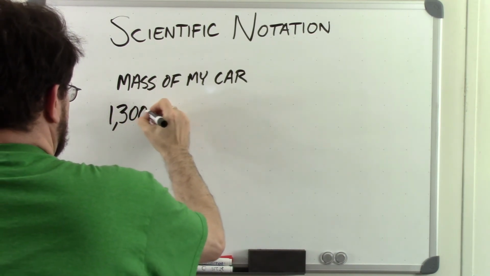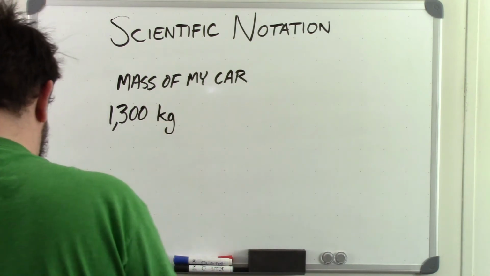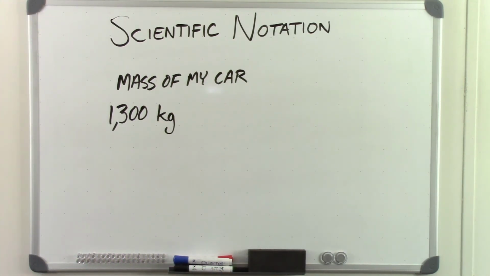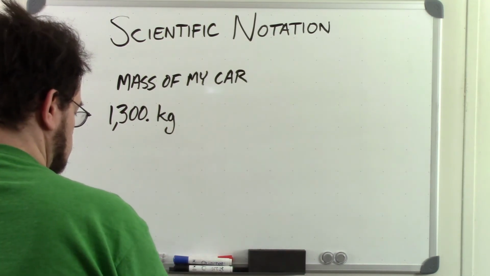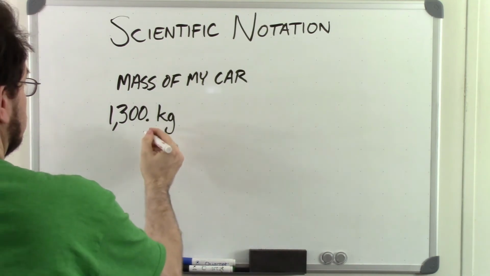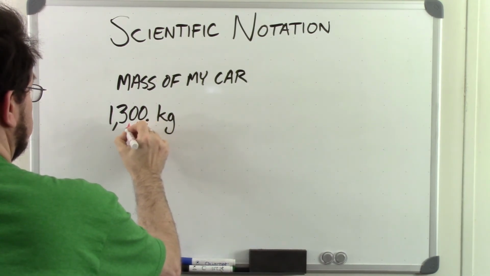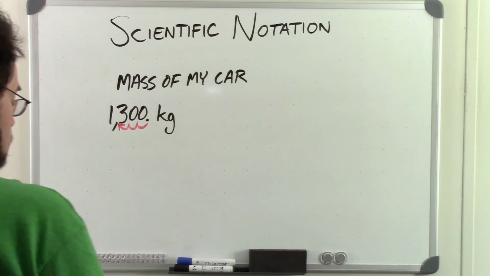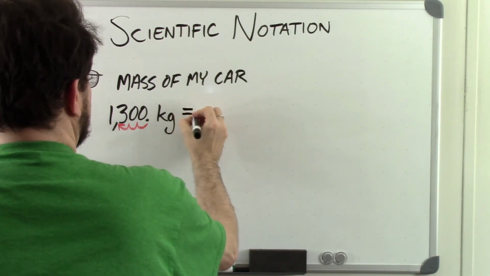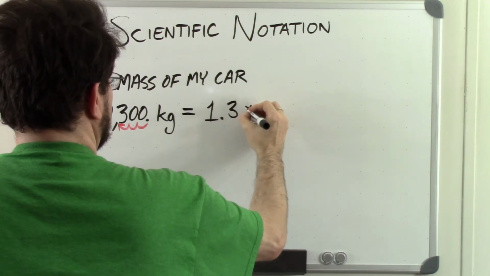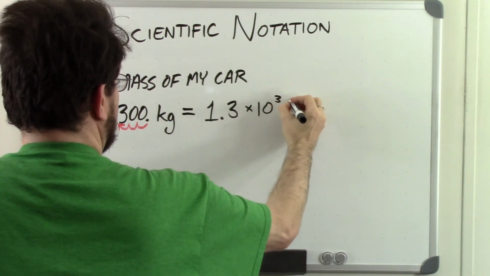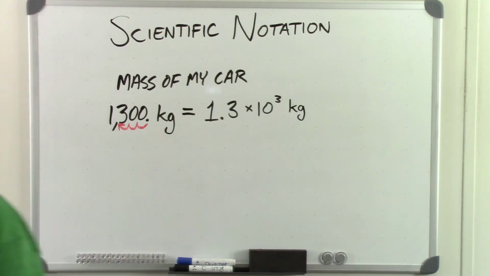For example, my car has a mass of 1,300 kilograms. To express this in scientific notation, we move the decimal point to the left until the value is at least 1 but less than 10. In this case, we move it 3 places to the left, and we get 1.3 times 10 to the 3 kilograms. The 3 in 10 to the power of 3 is called the exponent, and it indicates that we move the decimal point 3 places to the left.